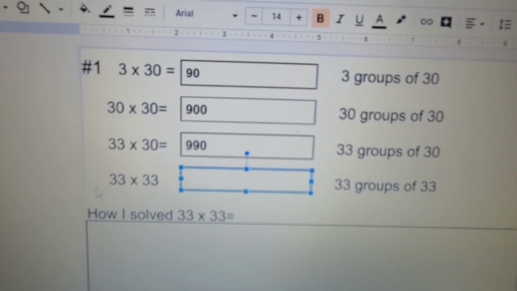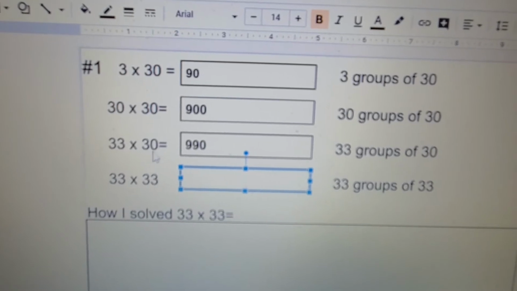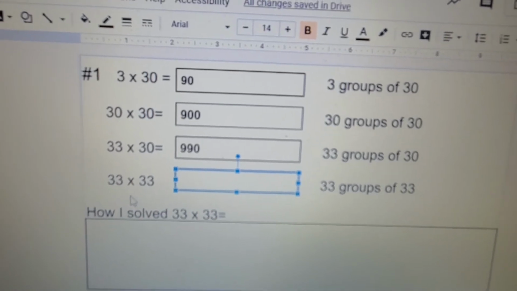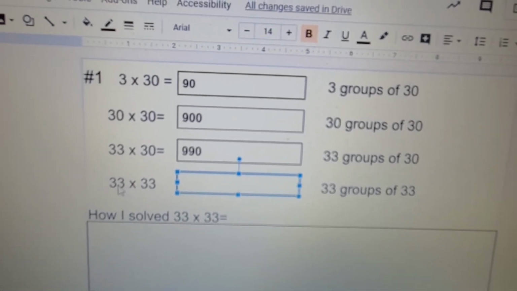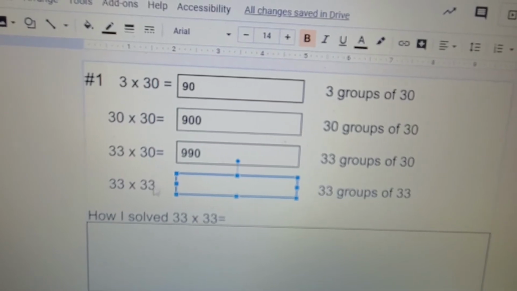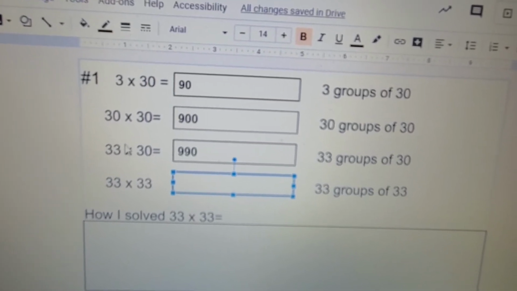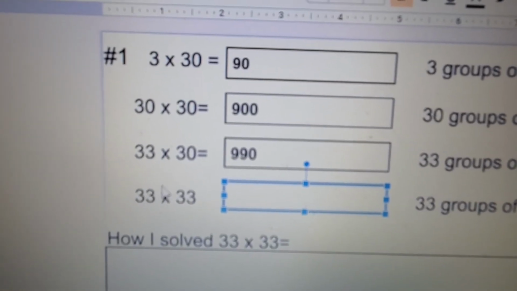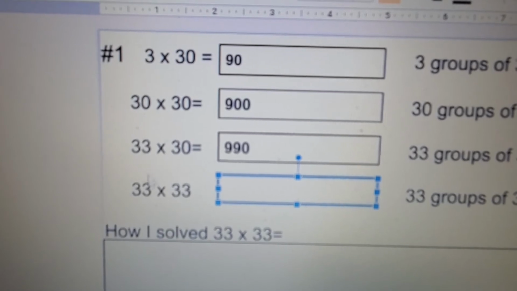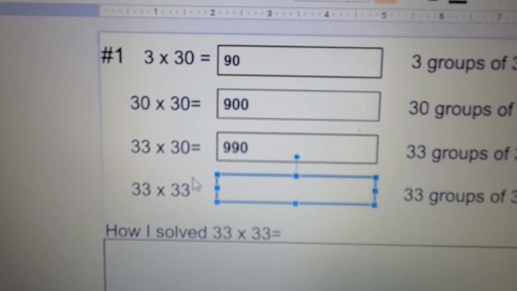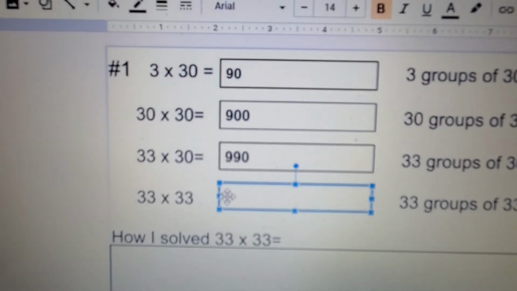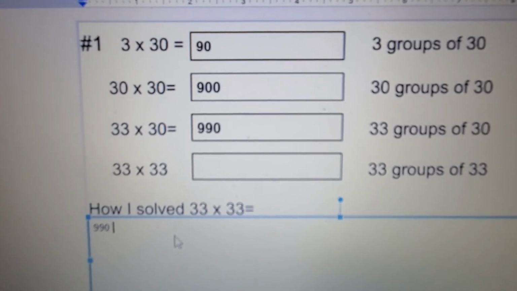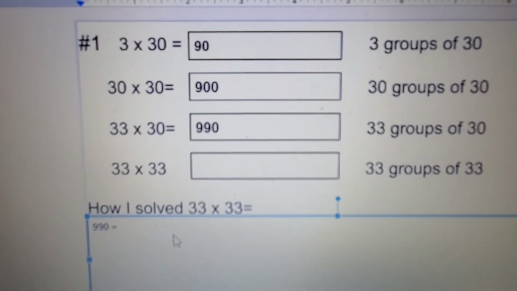Now the last part, 33 times 33. So I'm going to compare these two. This is 33 groups of 30. This is 33 groups of 33. So it looks like there's 3 more groups of 33, right? Because these 2 numbers didn't change, these 2 factors. So I'm working with groups of 33. So this is 30 groups of 33, and this is 33 groups of 33. So that's 3 times 33 is 99. So to solve this, I would use 990 plus 99.